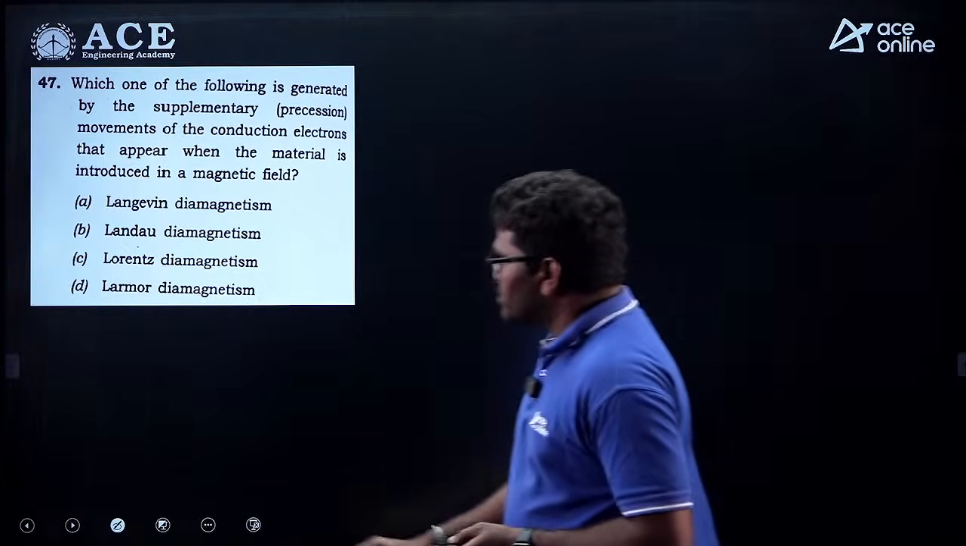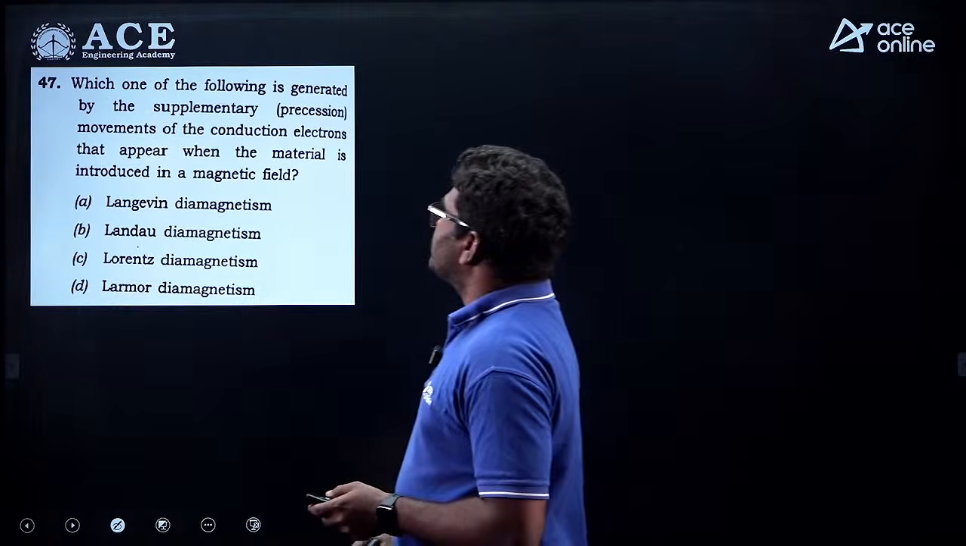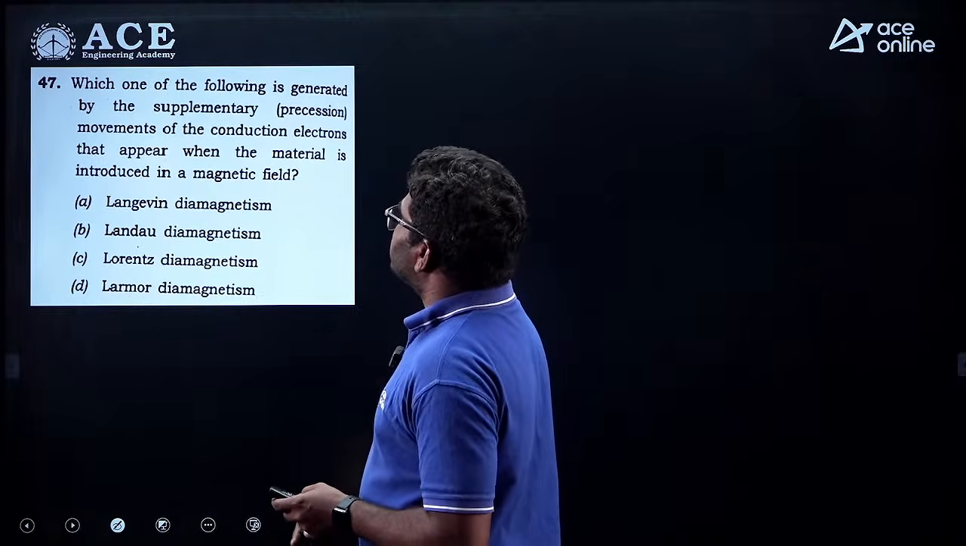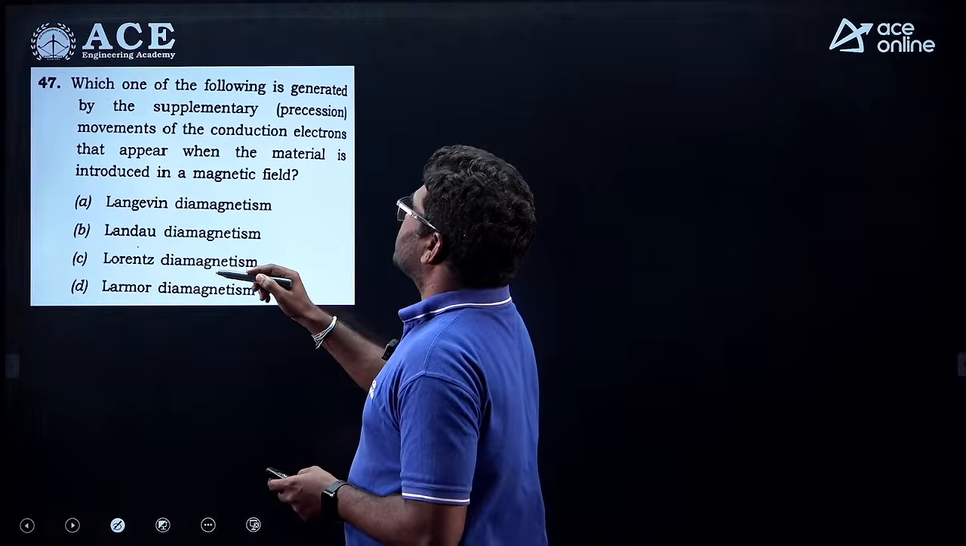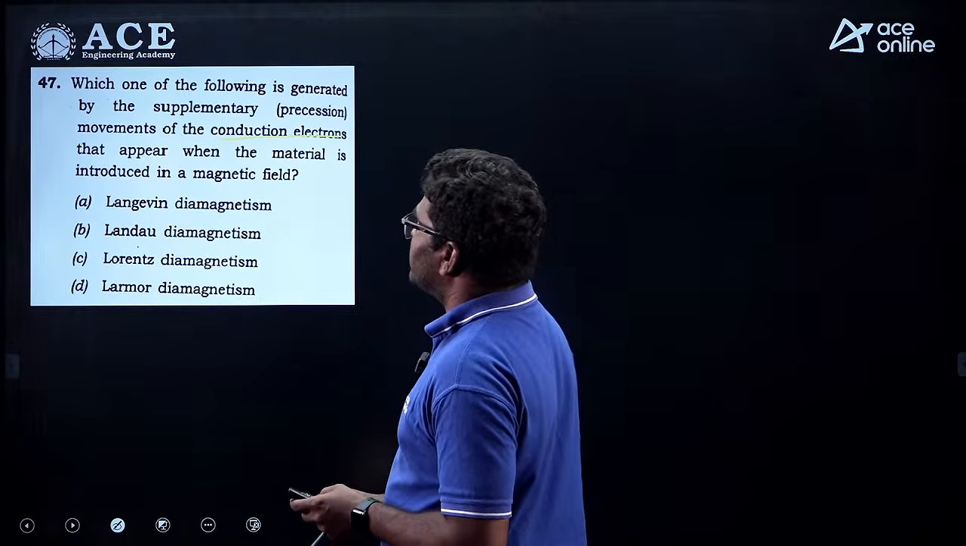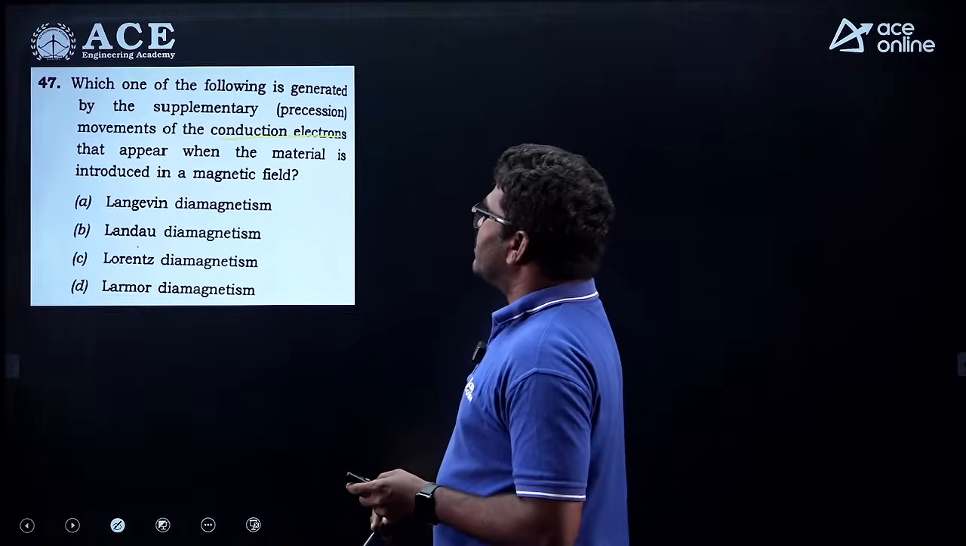Now, the next question is related to magnetism, the magnetic field. Which one of the following is generated by a supplementary precessional movement of the conduction electrons that appears when the material is introduced in the magnetic field.